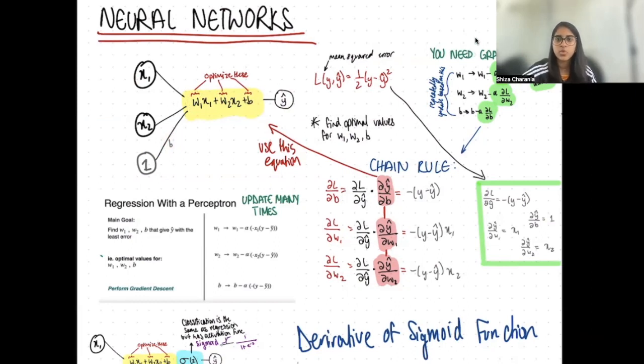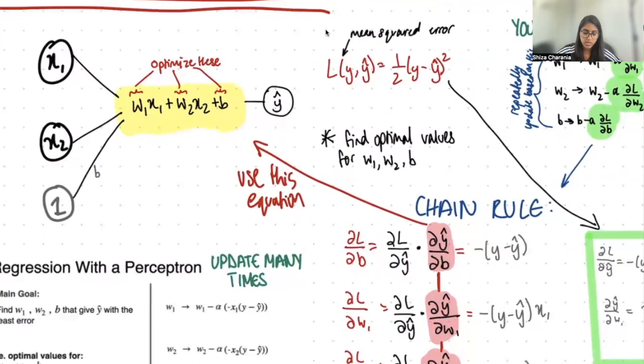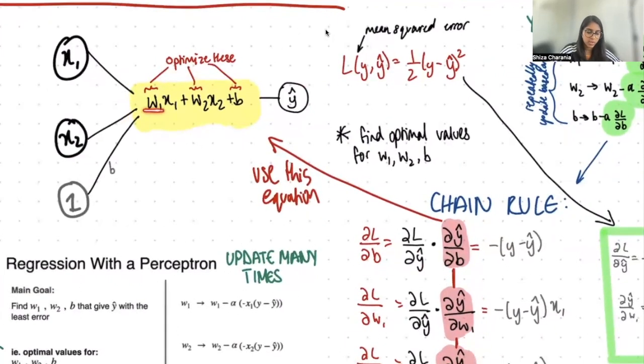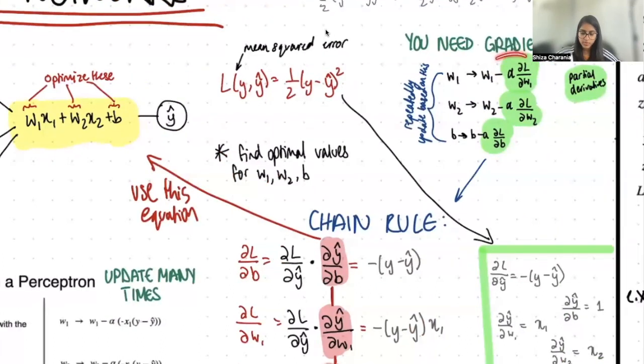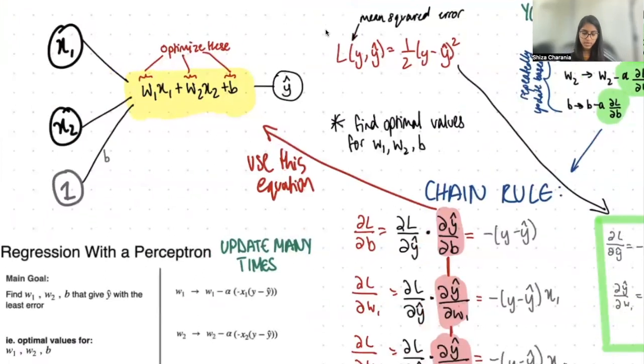So even for this, you would need gradient descent. And in order to do that, what we need to do is understand how every single one of these variables that we want to optimize for through this over here, we need to find the gradients first of each one of them, of each W1, W2, and B. So we're going to use a chain rule for that.